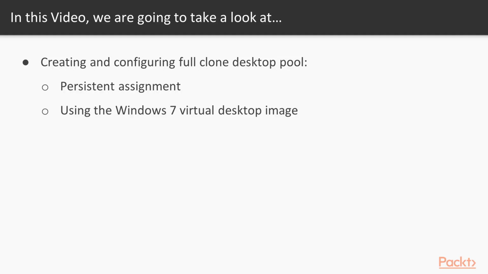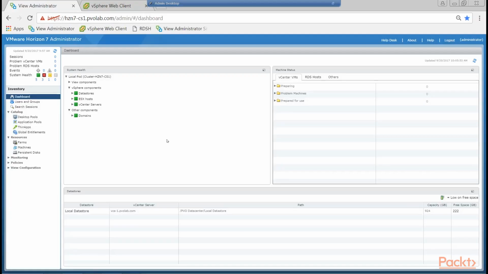In this video, we're going to create a desktop pool which will use a full clone image of the Windows 7 Gold image. This pool will also have a persistent assignment, meaning that a user will effectively own this desktop. So now we're going to create our first desktop pool.